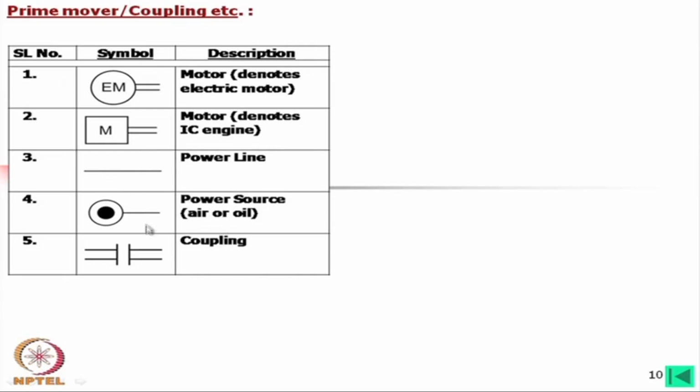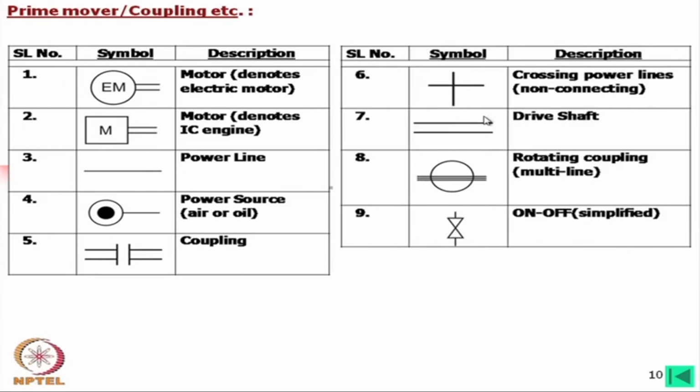Usually you will find with a pump, sometimes this symbol is given, a power source with air or oil. So, this will be filled in case of oil or not filled in case of air, whereas the power line is like this, but very difficult to distinguish from these main hydraulic lines. A coupling is shown like this. Okay. Then the crossing power lines we have learned earlier, we can use this one. This is non-connecting.